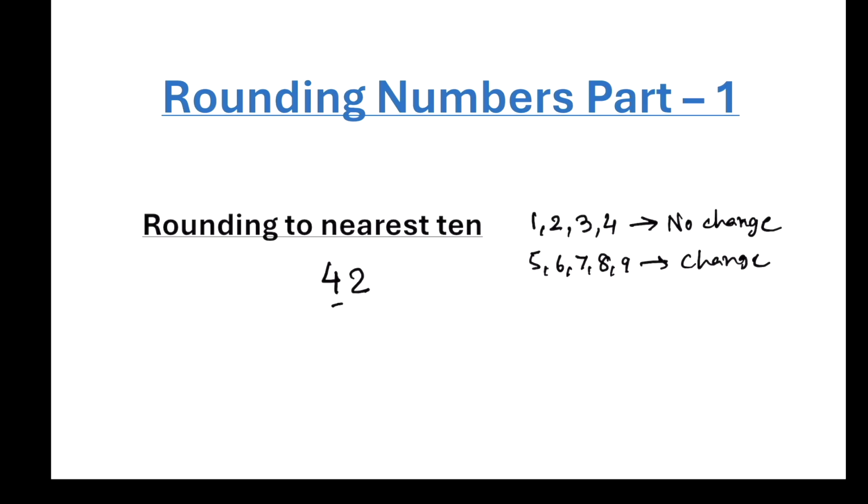So when you are rounding to the nearest 10, you first put a small line where the change is required. So the tens place digit is 4. Look at the previous number. The ones place number is 2. So as our rule says, if it's 1, 2, 3, 4, there is no change. That means we look at the previous number. If the previous number has 1, 2, 3 or 4, there is no change. If the previous number has a 5, 6, 7, 8 or 9 digit, then there is a change.